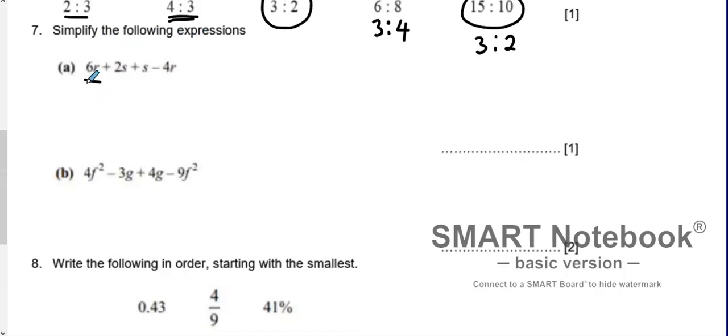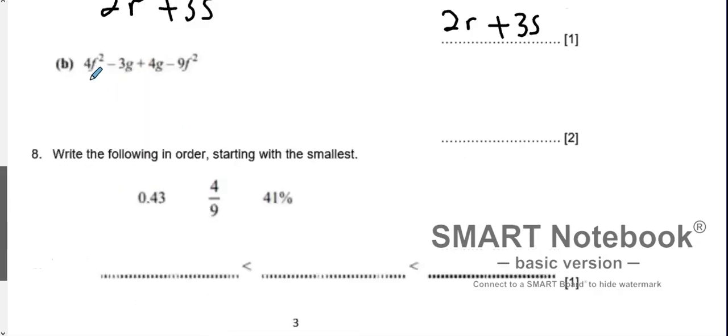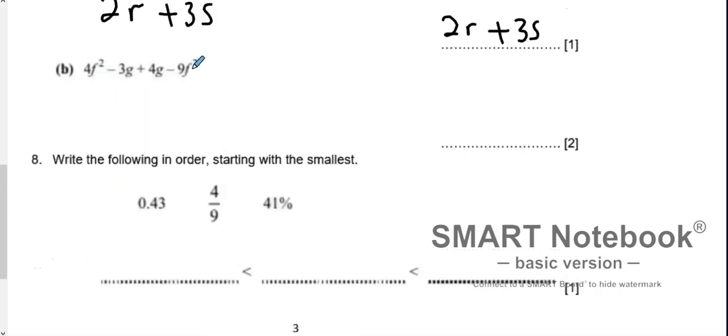Okay, so next question is simplify the following expressions. Collect like terms. We have 6r minus 4r. This is 2r. And we have 2s plus 1s. That is 3s. So the answer here is 2r plus 3s. Okay. And here we have 4f squared minus 9f squared. The answer will be negative 5f squared.